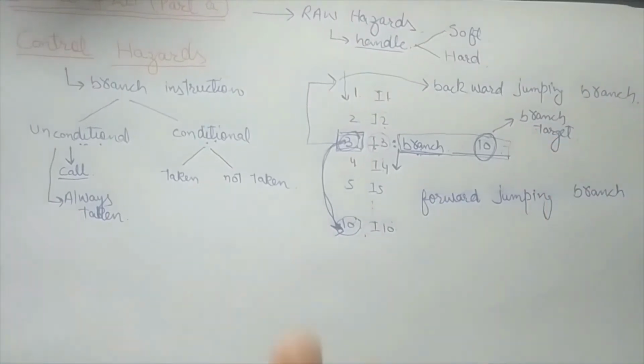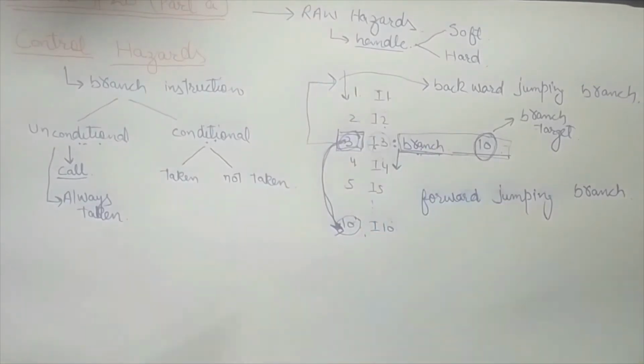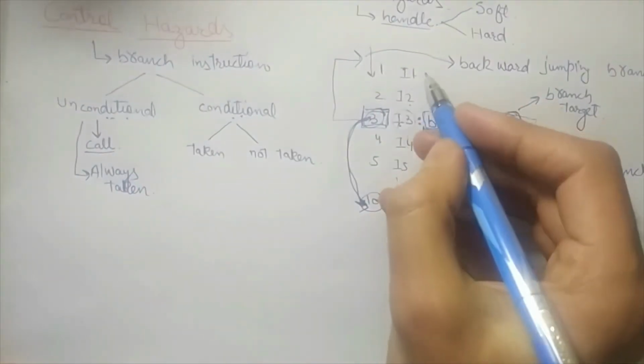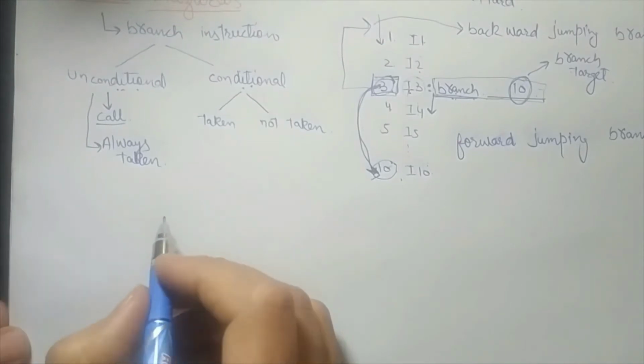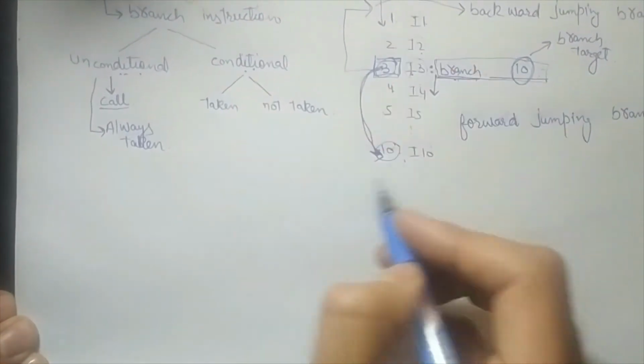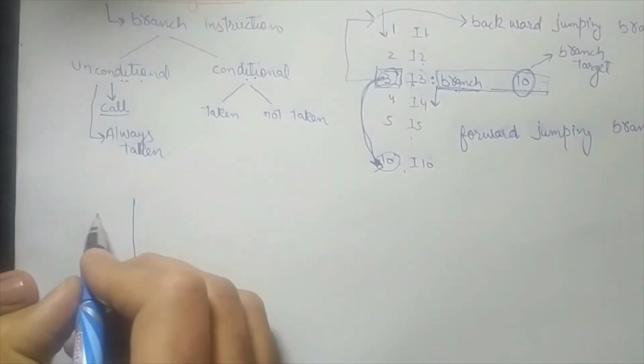So this was about branches. Now let's see what the problem is when we execute a branch instruction in a pipeline. Let's say we have this kind of program. Let's make a pipeline diagram and see how this program will be executed. So I'm making a pipeline diagram here.